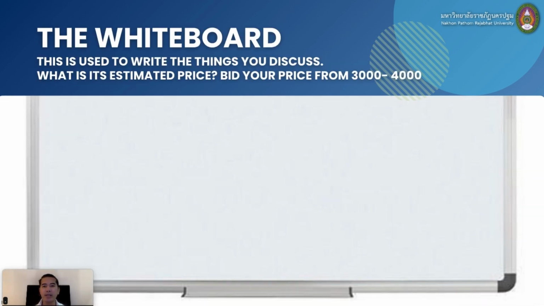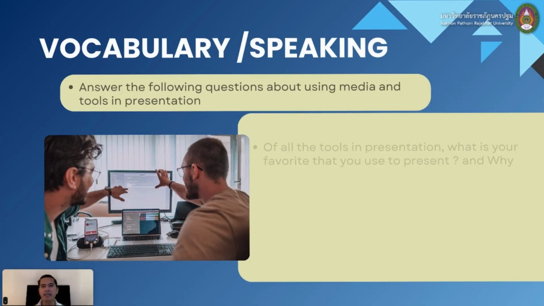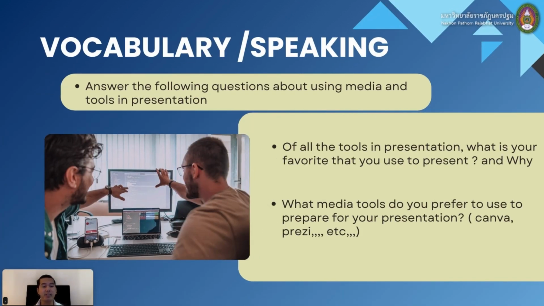Next, let's go to the whiteboard. The whiteboard is used to write things you discuss during your lesson or during your presentation or brainstorming. What's your estimated price for this? It's 3,000 to 4,000. Great. It's 3,400. That's it, so that's the vocabulary part. Answer this question: of all the presentation tools, which do you think you like and why?